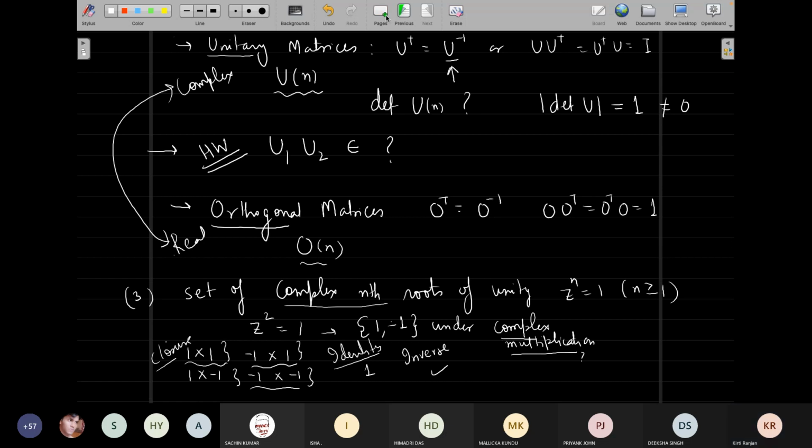Although it would be intuitive to do z cube equal to 1 also, I will first do z^4 equal to 1, and this I will give you as a homework. I will pick it up later soon. But what about z^4 equal to 1? Can somebody tell me this set?